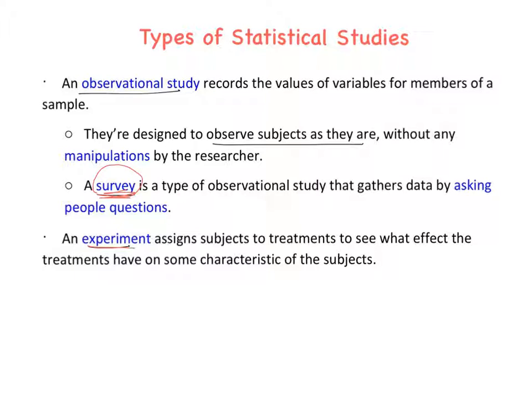And finally, an experiment is kind of what it sounds like. This is where you assign subjects to treatments to see what effect the treatments have on some characteristic of the subject. So this would be like that example from the last slide where you put people in groups and have them listen to music and you watch how they react. So an experiment means you're always assigning them to certain treatments and then seeing what happens and noting any changes or how the people react to the treatments you've given. So those are the different types of studies. So what we'll do now is look at some examples.